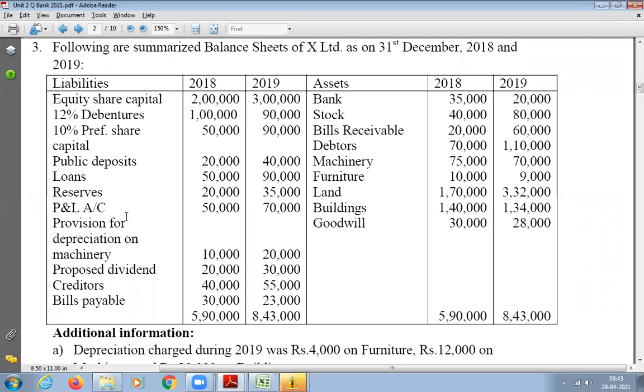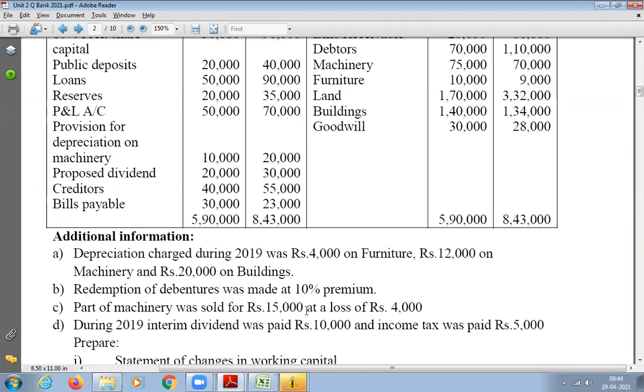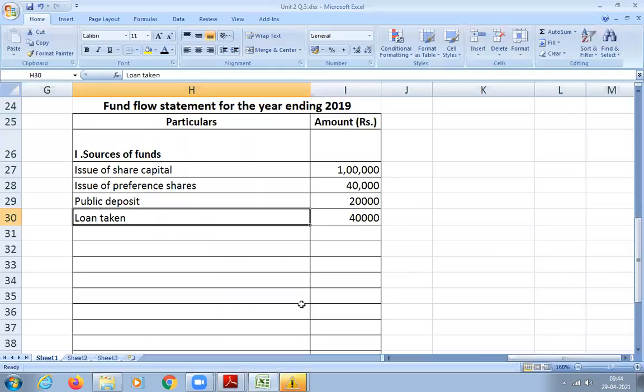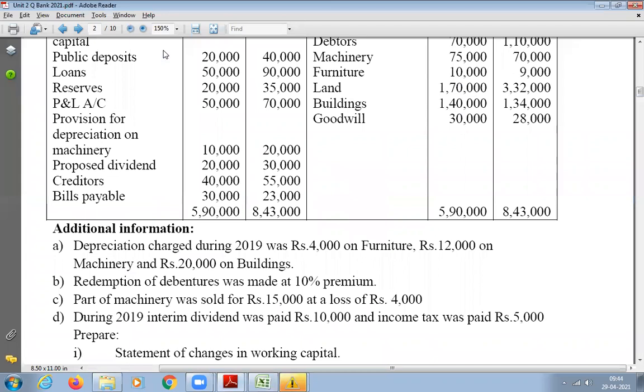Sale of machinery, sir. Yes, so there is a sale of machinery. How much did you sell it for? 15,000. So write down sale of machinery, 15,000. Next. Is there any other way where you are getting income or fund? No other cash inflows, sir, no other fund inflow.